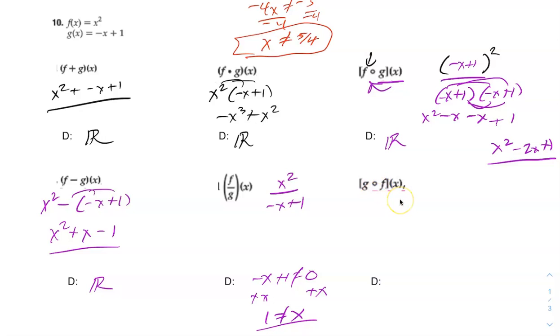G of f of x, we're going to plug f of x into g. So again, this time, what is g? G is negative x plus 1. So negative something plus 1. That's what g is. Now let's plug f in. F is x squared. So negative x squared plus 1. Domain, all real numbers. So there we go.